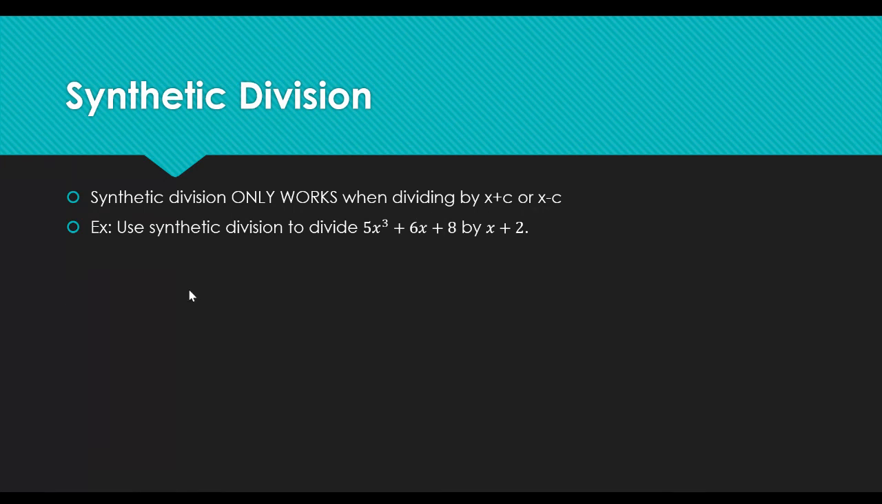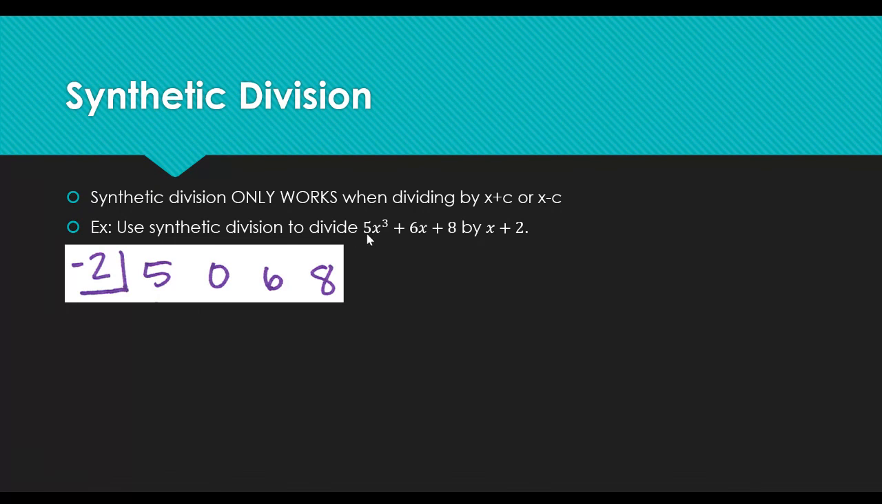So to set it up, we're going to take the numbers from the front of our equation, 5x cubed. And then there isn't an x squared, so I'm going to put in a 0, the 6, and the 8. And then we have x plus 2. So since it's with the x, I always change the sign, and I'm going to put a -2 out here. And we're ready to go.